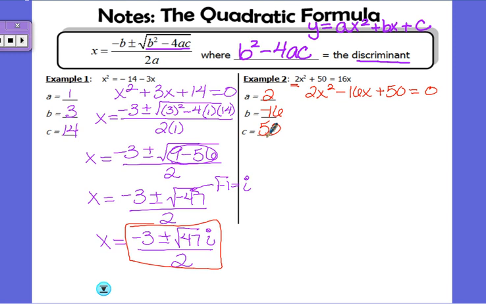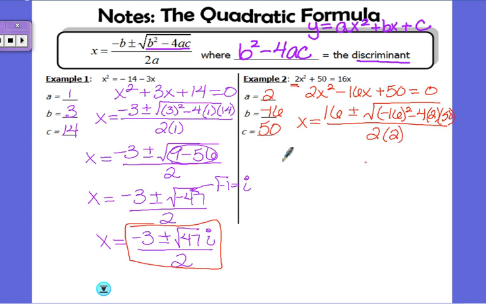From there, plug our values into our quadratic formula. So x equals negative b plus or minus the square root. Oh, and I accidentally did a, so let me go back. So negative b is a negative 16, so that'll be a positive 16. Plus or minus the square root of negative 16 squared minus 4 times a times c, all over 2a.